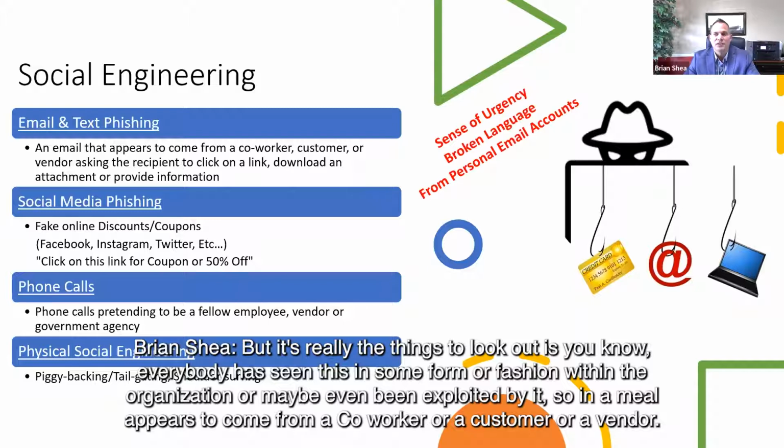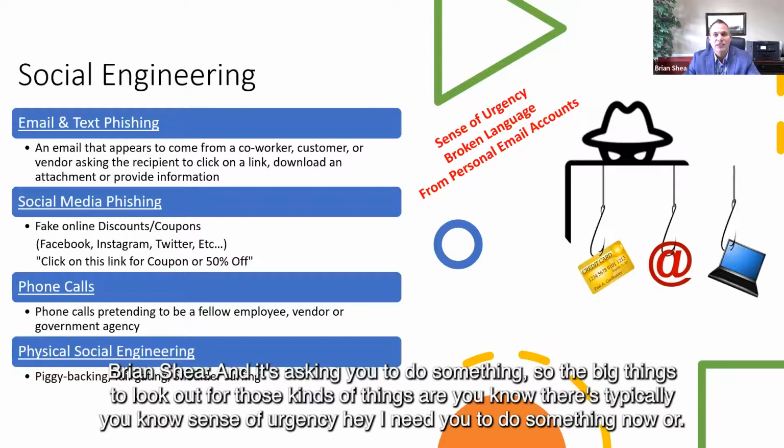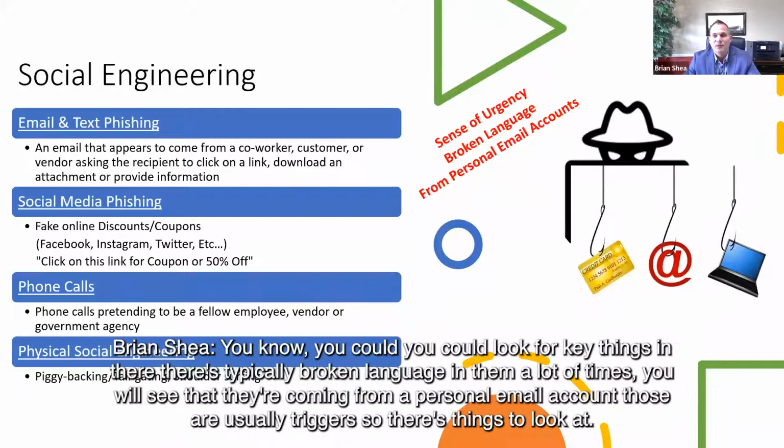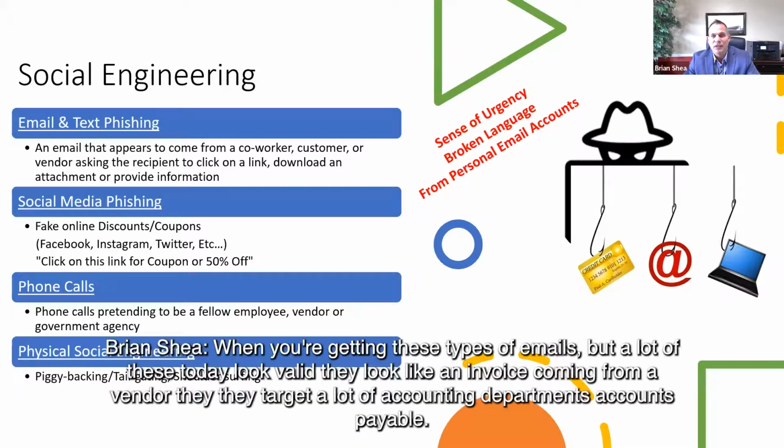An email appears to come from a coworker, a customer, or a vendor, and it's asking you to do something. The big things to look out for are a sense of urgency: "Hey, I need you to do something now." There's typically broken language in them. A lot of times you will see that they're coming from a personal email account. Those are usually triggers.